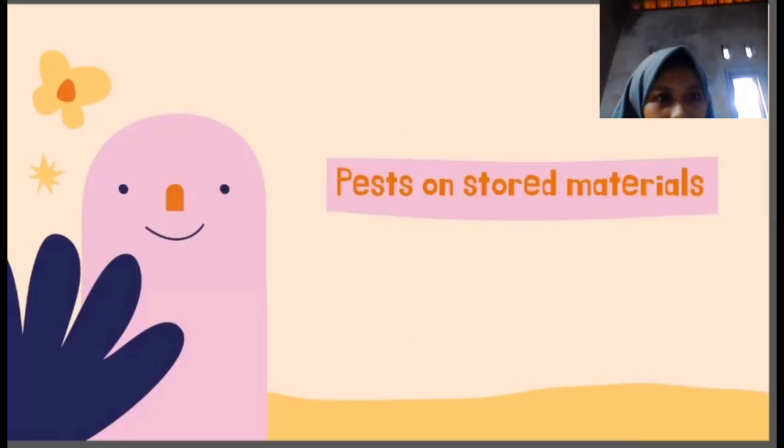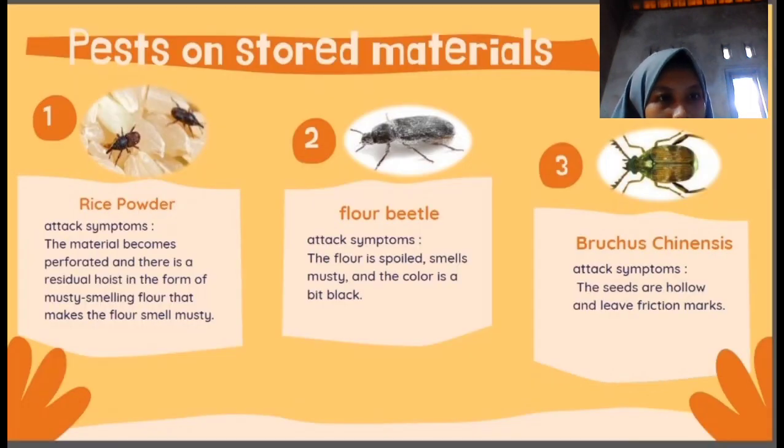Okay, next part. Pests on stored material. Number 1. Rice powder beetle. The material becomes perforated and there is a residual haze, giving it a musty smell. The flour smells musty. Number 2. Flour beetle. The flour is spoiled, smells musty, and the color is a bit black. Number 3. Bruchus chinensis. The seeds are hollow and leave fraction marks.